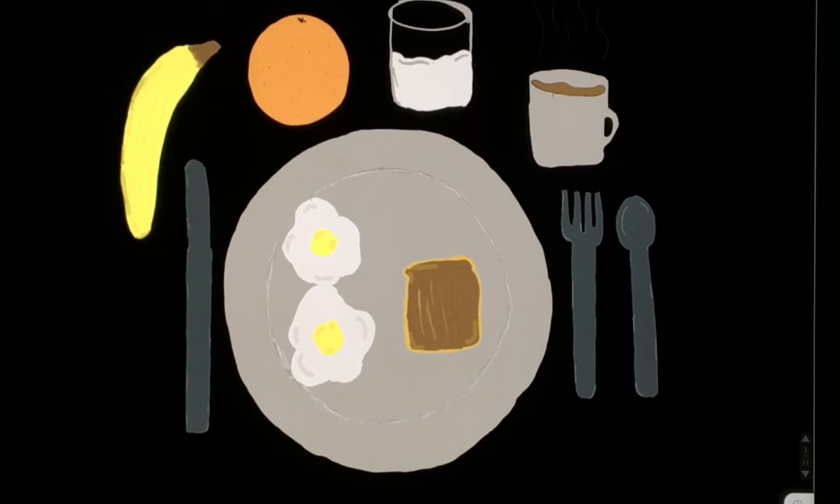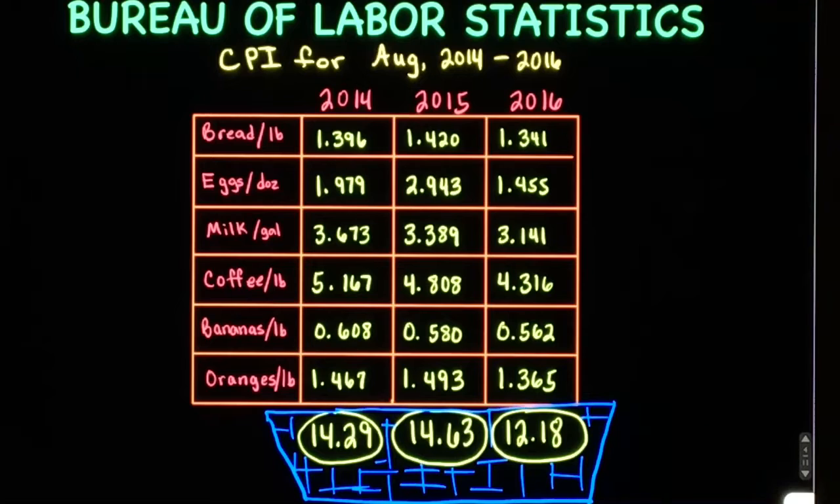You can find the consumer price index of these foods on the Bureau of Labor Statistics website. Consumer Price Index, or CPI, measures the average price paid by an urban consumer for a fixed market basket of consumption goods and services. The Bureau of Labor Statistics calculates this on a monthly basis, and we can find those results on their website. Here are the CPI results for the month of August in the years 2014, 15, and 16.